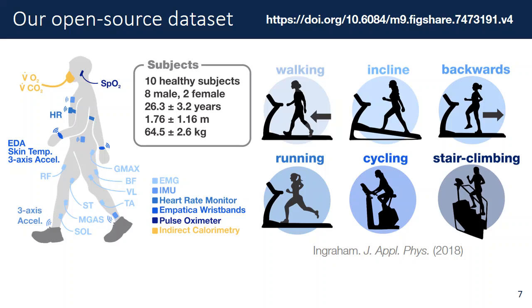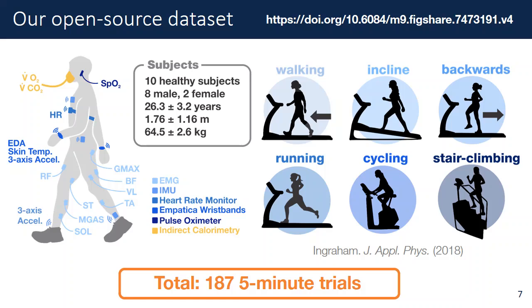While they performed these activities, they were instrumented with 16 bilateral lower limb EMGs, 6 triaxial accelerometers, a heart rate monitor, wristbands that measured electrodermal activity and skin temperature, and a pulse oximeter. Subjects wore the indirect calorimetry system to establish ground truth energy cost. In total, for this study, we analyzed 187 5-minute trials across a wide array of subjects, tasks, and energy levels.